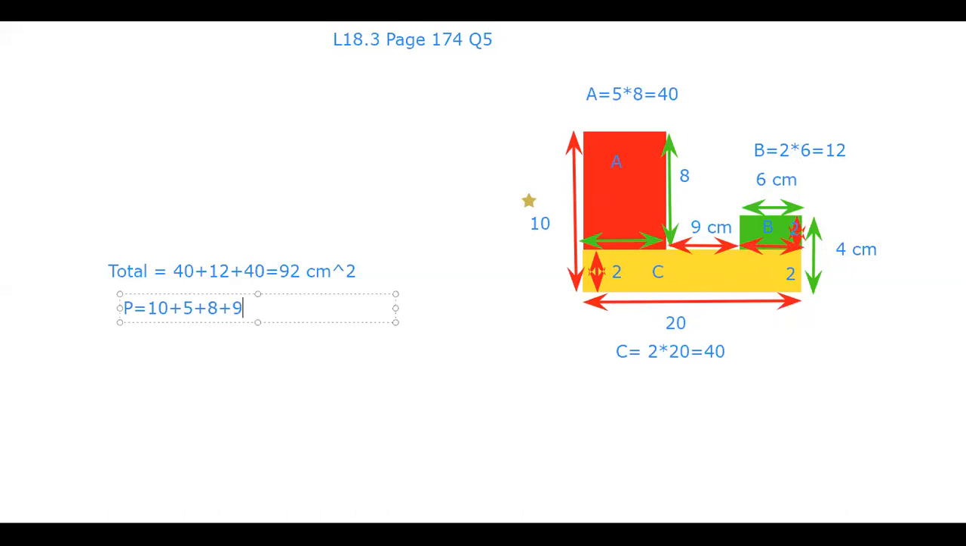So plus 9. Now plus, what's the other side? If this one is 2, this one will also be what? 2. Plus 6. Plus 4. Plus 20. And I'm done with all the sides. Now, once I add them all, the answer should be 64, which they did correct.